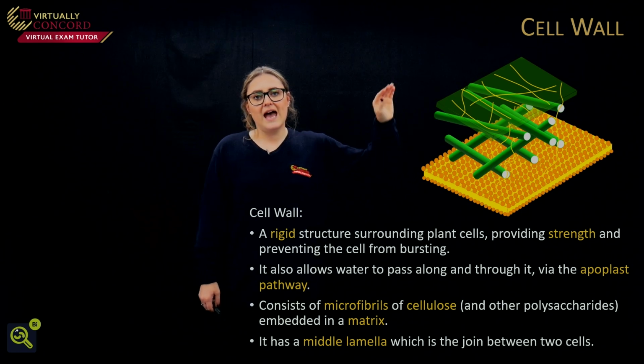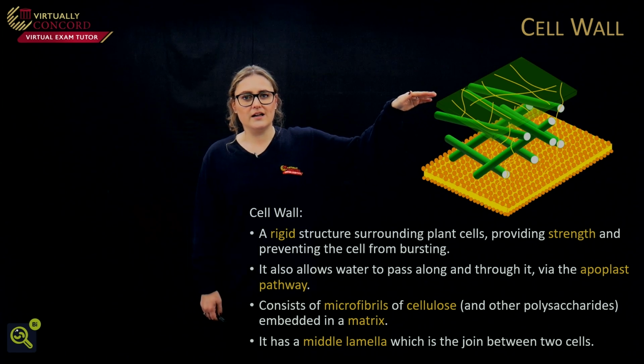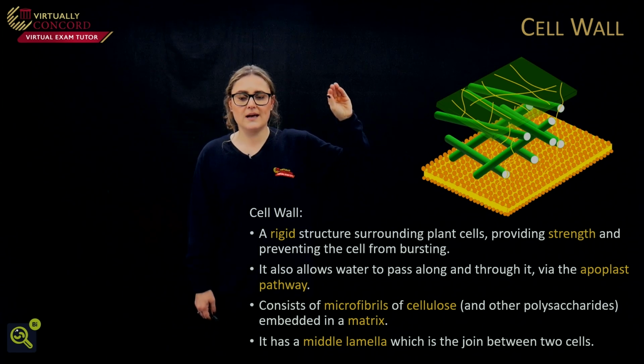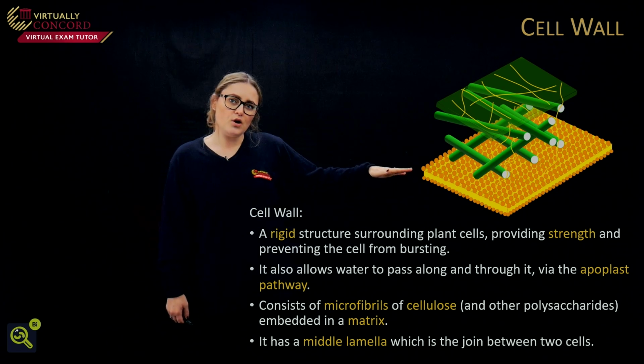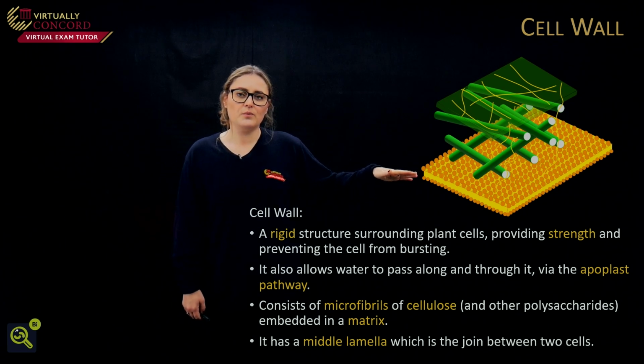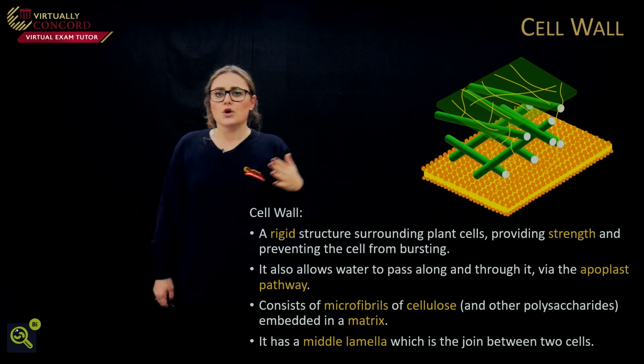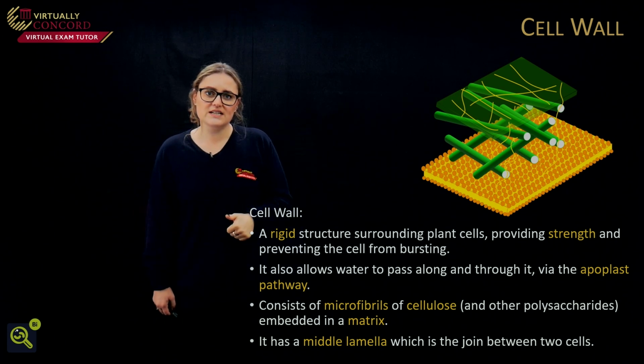And at the top we've got a middle lamella. Now, this is the bit that sticks your plant cells together, so that plant cells can be continuous. And at the bottom we have our plasma membrane, which divides the inside of the cell from the outside of the cell. So your plant cell wall is important in rigidity and strength.